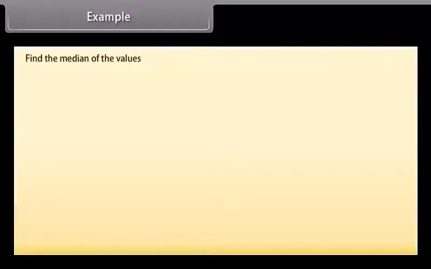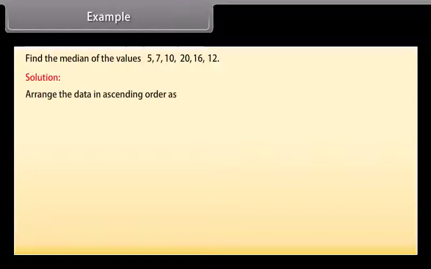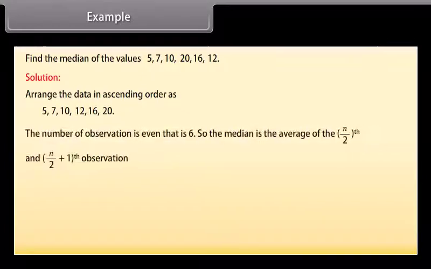Example. Find the median of the values 5, 7, 10, 20, 16, 12. Solution. Arrange the data in ascending order as 5, 7, 10, 12, 16, 20. The number of observations is even, that is 6. So, the median is the average of the n by 2th and n by 2 plus 1th observation.